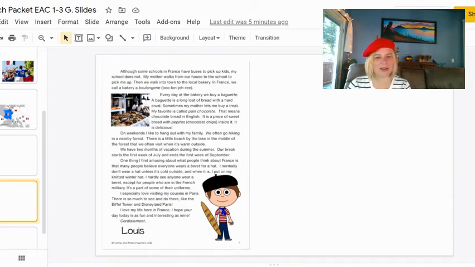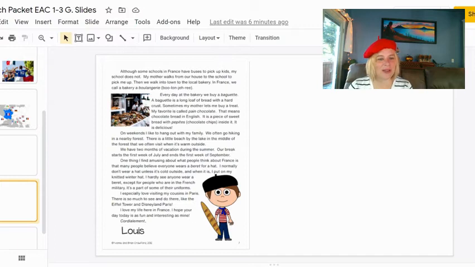A baguette is a long loaf of bread with a hard crust. Sometimes my mother lets me buy a treat. My favorite is called pain au chocolat. That means chocolate bread in English. It is a piece of sweet bread with pépites, chocolate chips, inside. It is delicious.